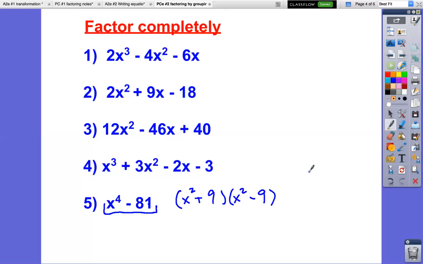But I'm not finished. Somebody tell me, why am I not finished yet? You still have a difference of squares. So be careful anytime that this is something like to the 4th power, because you have to look to finish this completely. Again, I'm kind of giving you guys a crash course in factoring. But anytime you have a binomial, anytime you have 2 terms, always look for difference of squares. That's your final answer, okay?